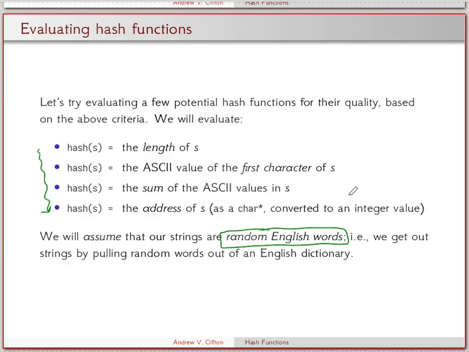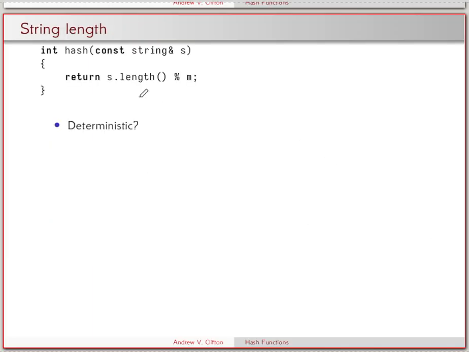We need to know where our strings are coming from in order to evaluate what our distribution looks like, what our collisions look like. So we need to know our source of strings here. Okay, so to start with, let's say we use our string length. We're just taking the length of the string and then using modulo m to ensure that we get a value between 0 and m minus 1. If you take a positive value remainder m, you always get out a remainder between 0 and m minus 1. So that serves to limit the range of the values that we get out.